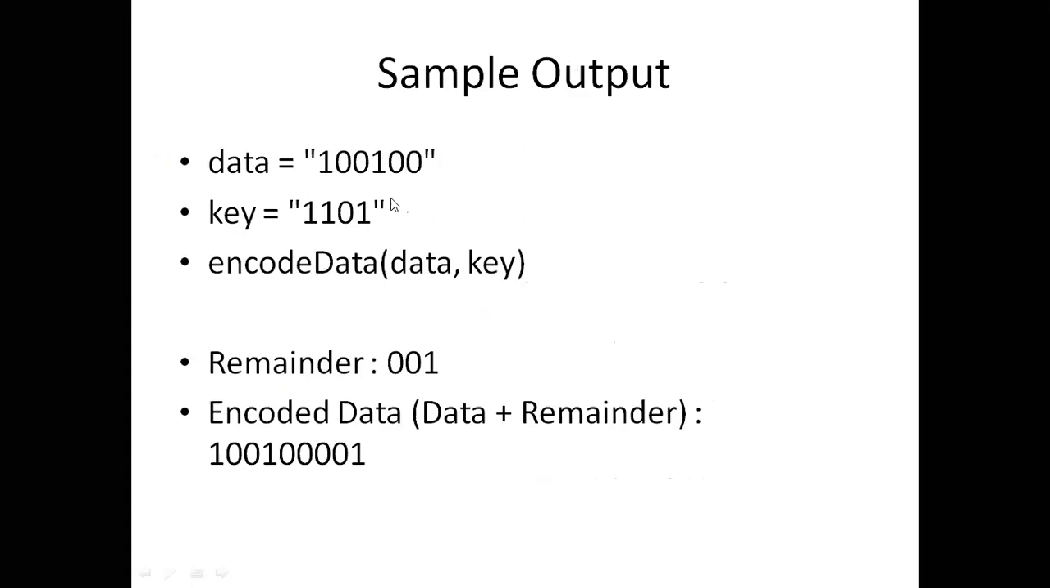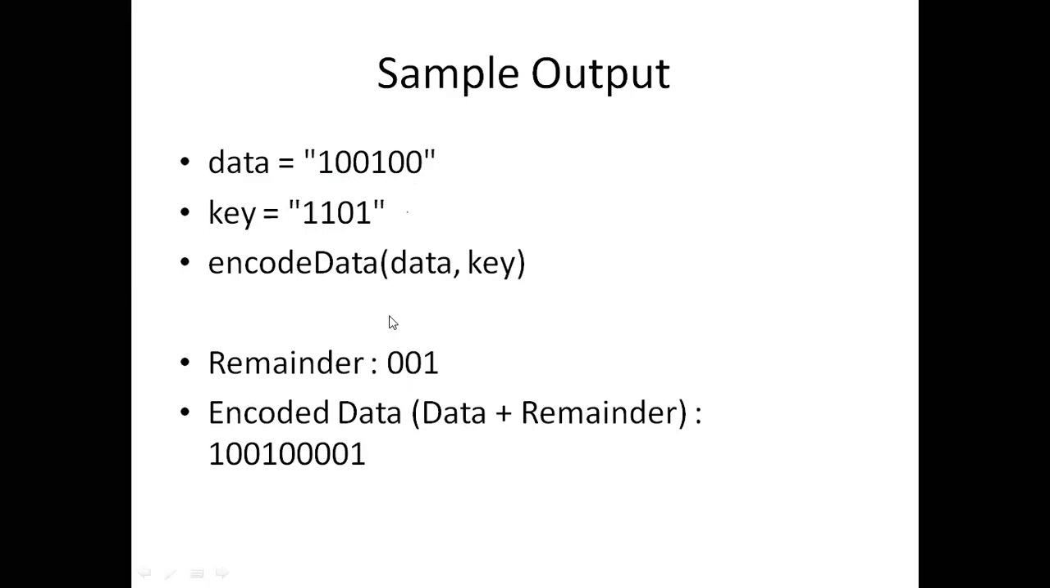And here is the sample output for your program. So data may be 100 100, key is 1101, and the encoded data will be data along with the remainder. After encoding the data, what is the remainder? 001. So that remainder we have to add with the data, then that can be considered as encoded data. So this is the encoded message. Okay. This is at the sender side.